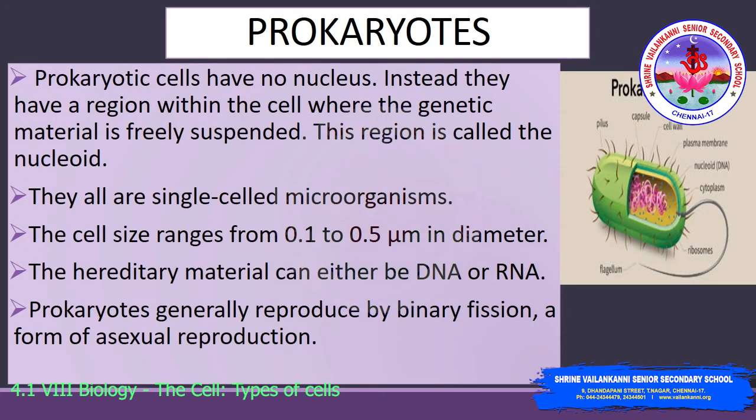What is a prokaryote? Prokaryotic cells have no nucleus. Instead, they have a region within the cell where the genetic material is freely suspended. And this region is called the nucleoid, as you can see in this picture. They are all single-celled microorganisms. The cell size ranges from 0.1 to 0.5 micrometers in diameter. The hereditary material of a prokaryote can either be DNA or RNA. Prokaryotes generally reproduce by binary fission, which is a form of asexual reproduction.